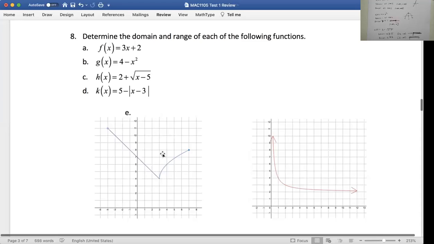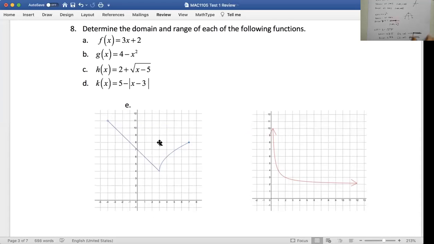Okay, now what do we have? 5 minus absolute value of x minus 3, k of x. Let's do an analysis of that.